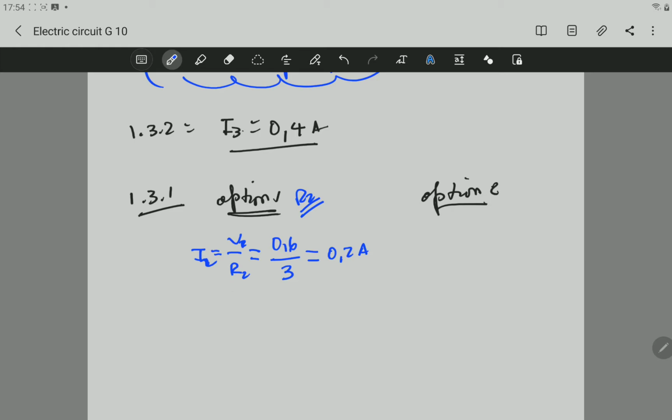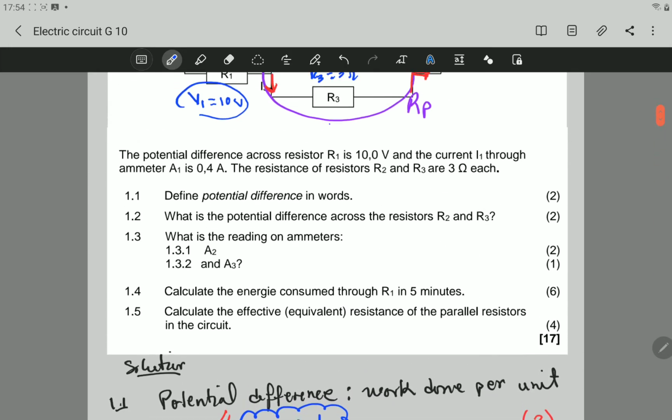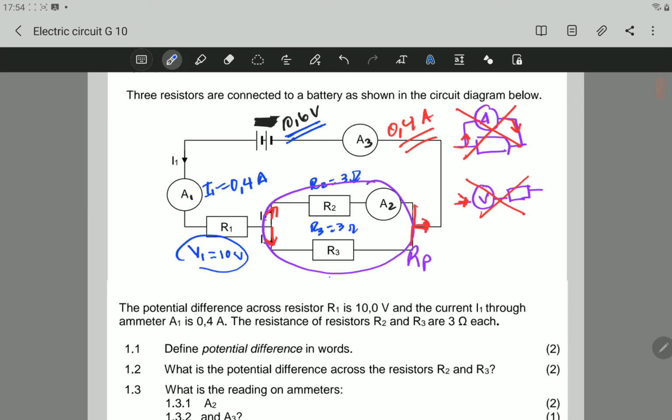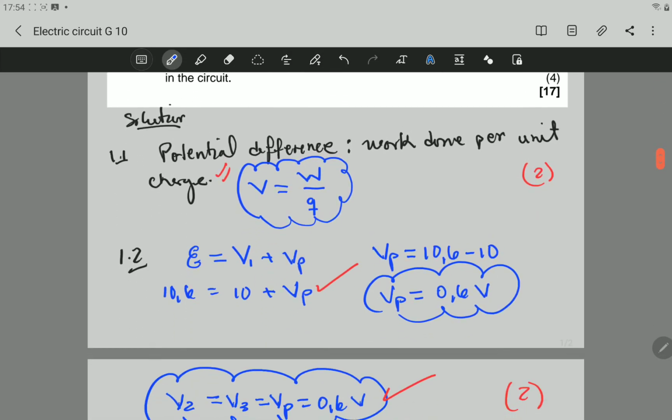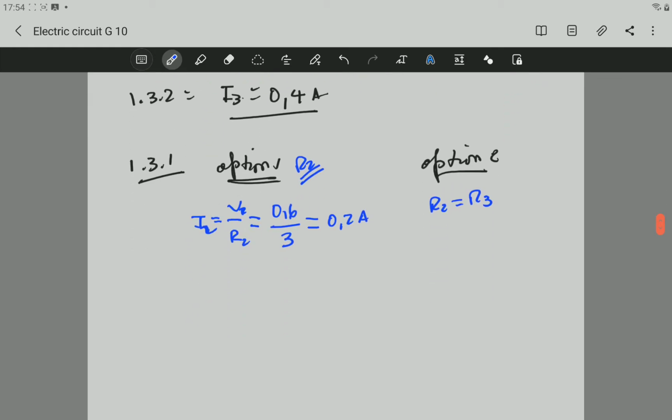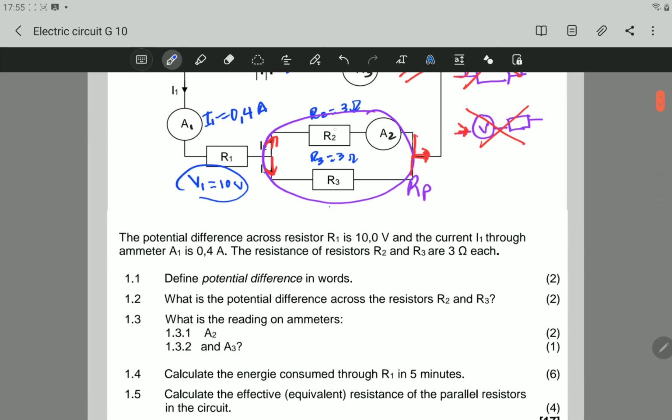The second option, you know that R2 is equal to R3. Because they are equal, the current is going to be split equally. So we can say that I2, which is equal to I3, current 2 must be equal to current 3 and must be equal to current 1 divided by 2. The current that passes through resistor 2 and resistor 3 is the same because they have the same resistance, and it is divided from the beginning. So this one will go half there and the other half there.